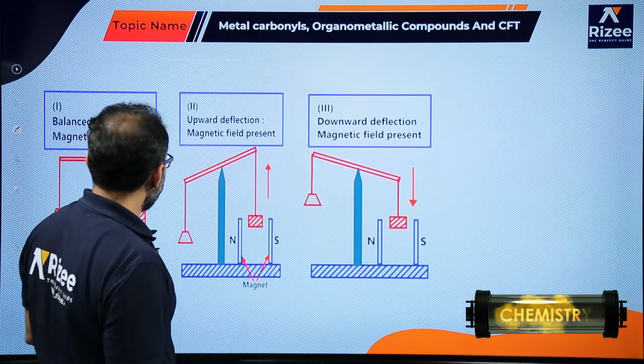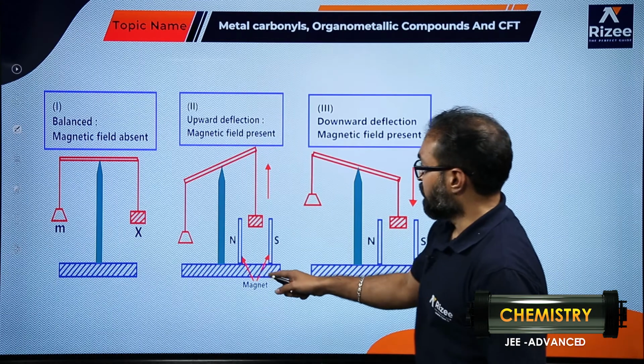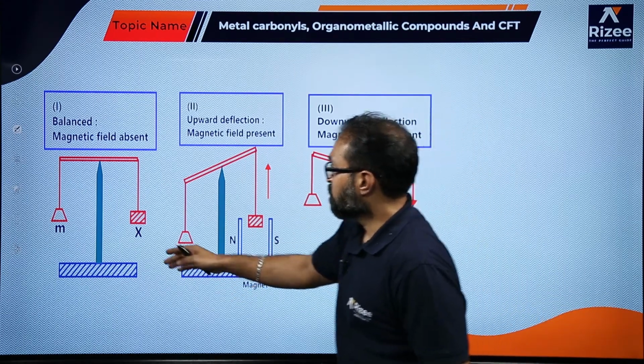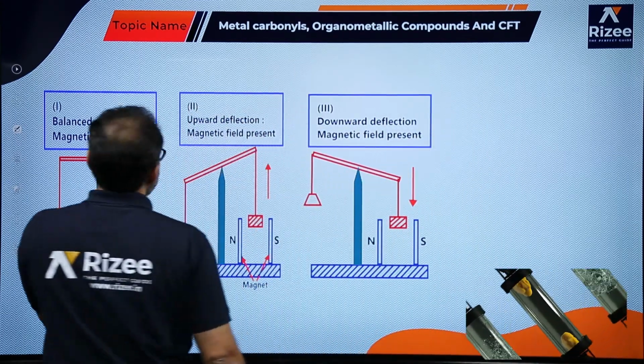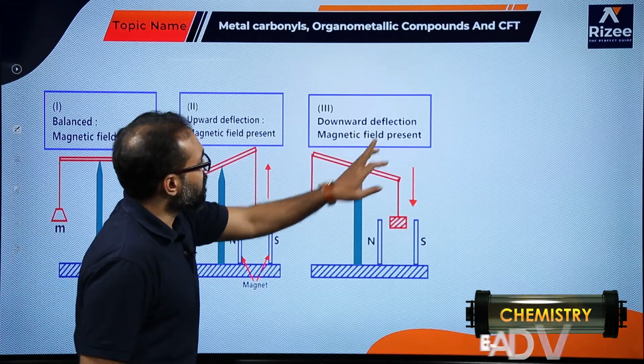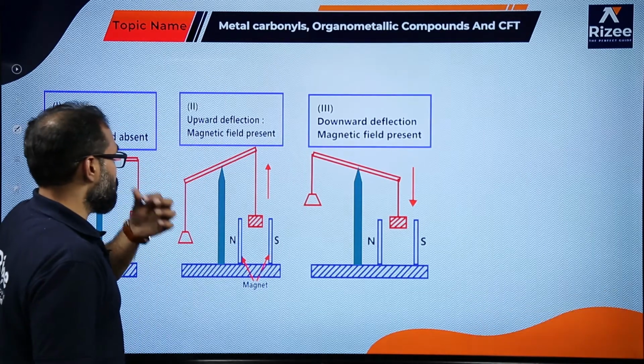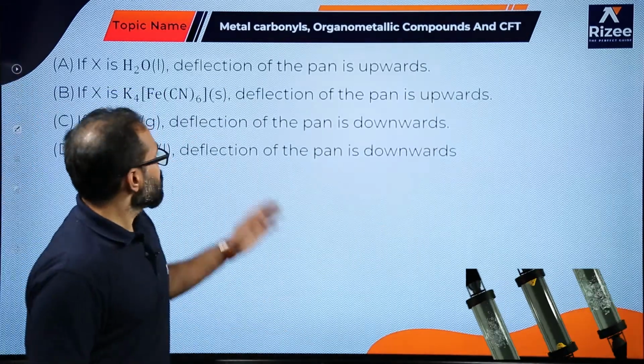Now see this, they gave you the 3 examples. We can see clearly, right? This is the magnet, it is going upwards. Balancing in the absence of magnetic field, in the presence of magnetic field, downwards deflecting when the magnetic field is present, upwards when the magnetic field is present. Now see this question.